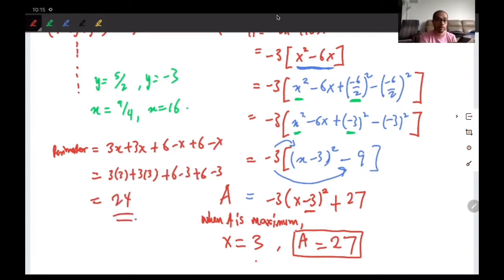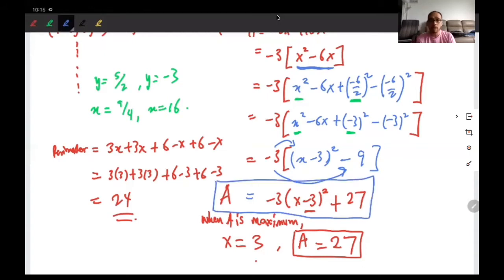9 plus 9 plus 6 plus 6 minus 24. Okay, so that's how you get both these answers. A is maximum 27. You already stated the value. And then the perimeter, when A is maximum, x equals 3, from this equation.